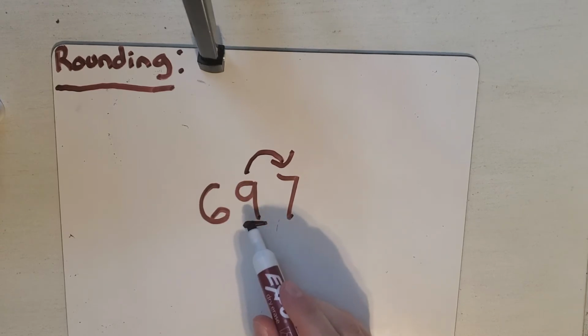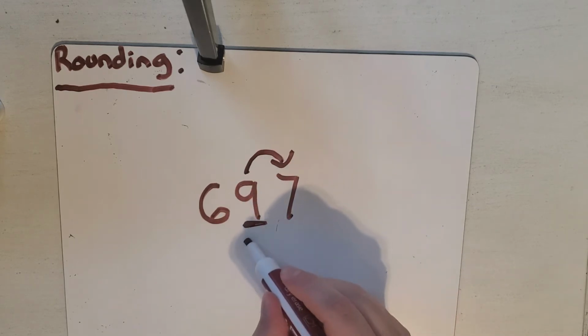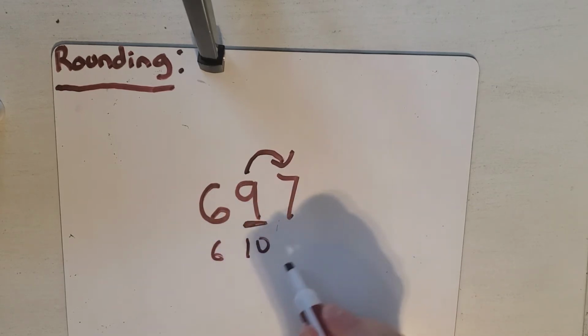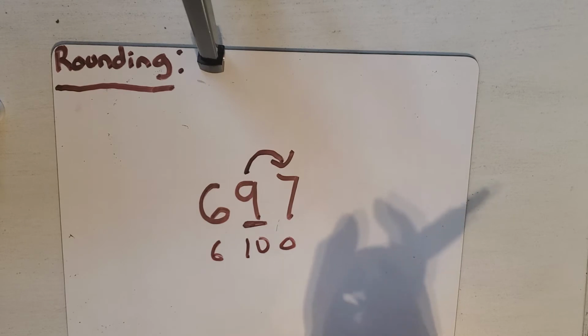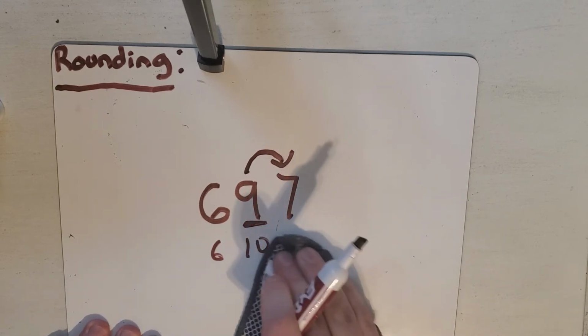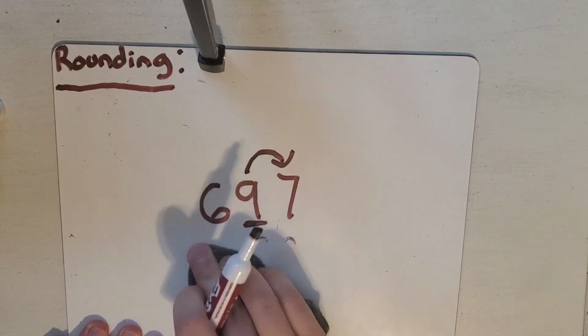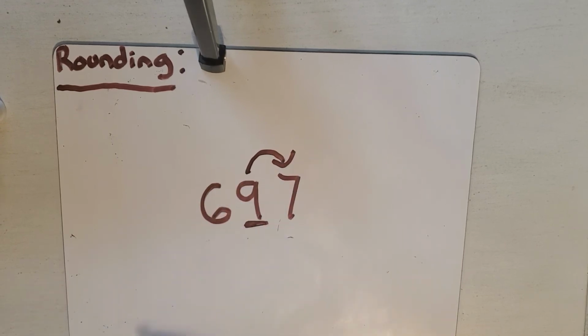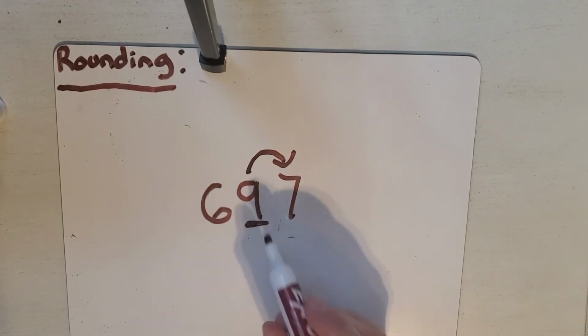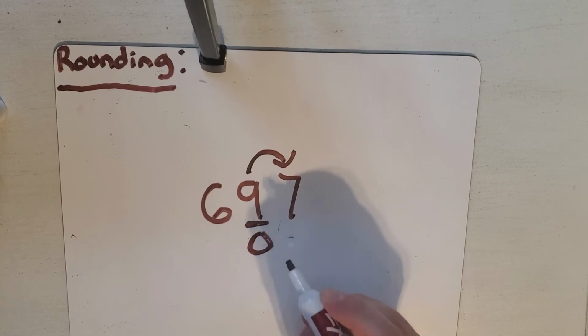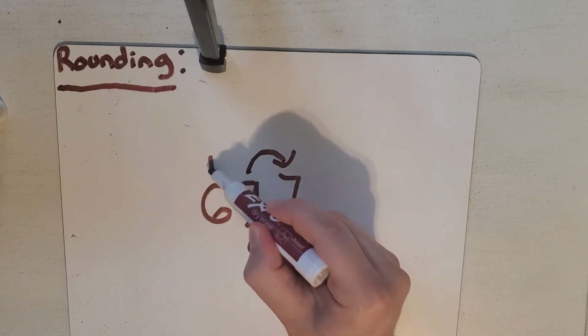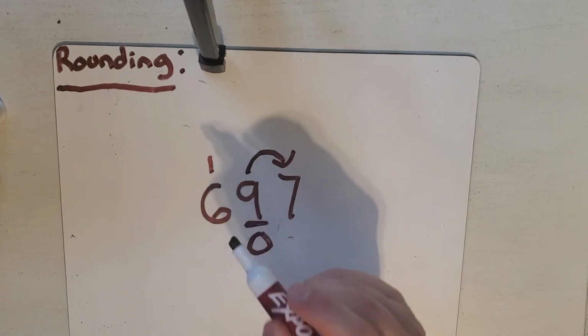If I add 1 more to 9, what's it going to become? A 10. I can't put 6100, can I? That turns it into thousands. No, so I'm going to do it like an addition problem. My 9 is going to become a 0. I'm going to put a 0 here, and add the 1 to my next number. 1 plus 6 is 7.